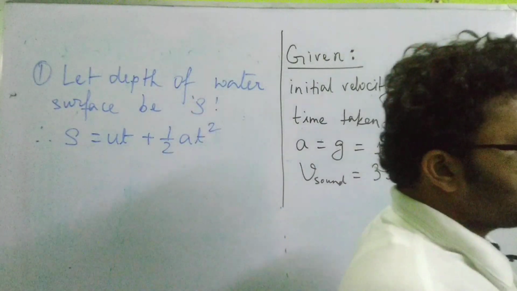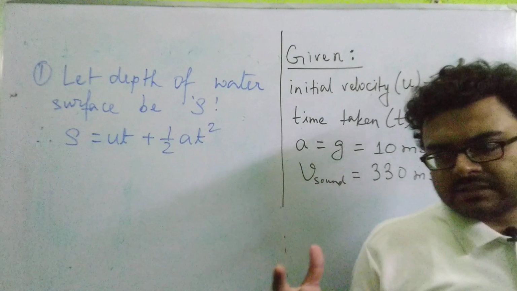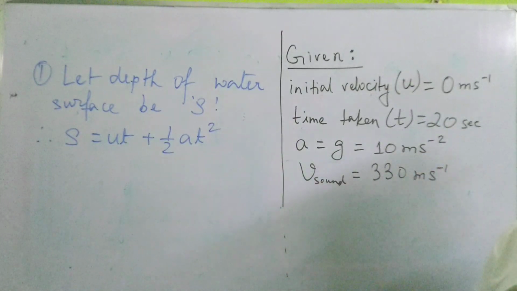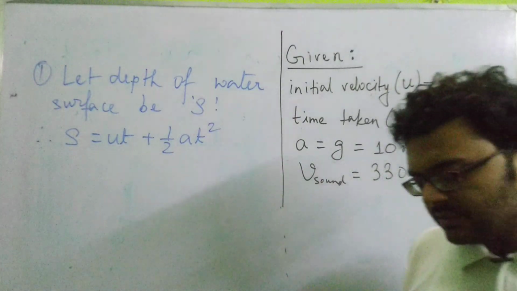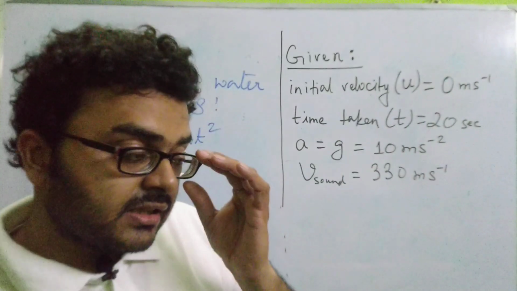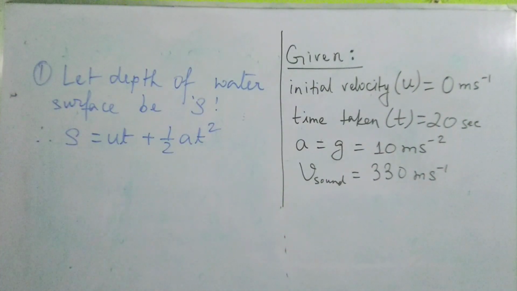Now see, here the value of acceleration due to gravity should be taken as positive. Why? Because when the stone is dropped, that acceleration is in the direction of the motion. It is causing an increase in the velocity of the stone. The earth is attracting the stone and it is falling down. So the direction of force and direction of motion are same. So acceleration should be taken as positive.